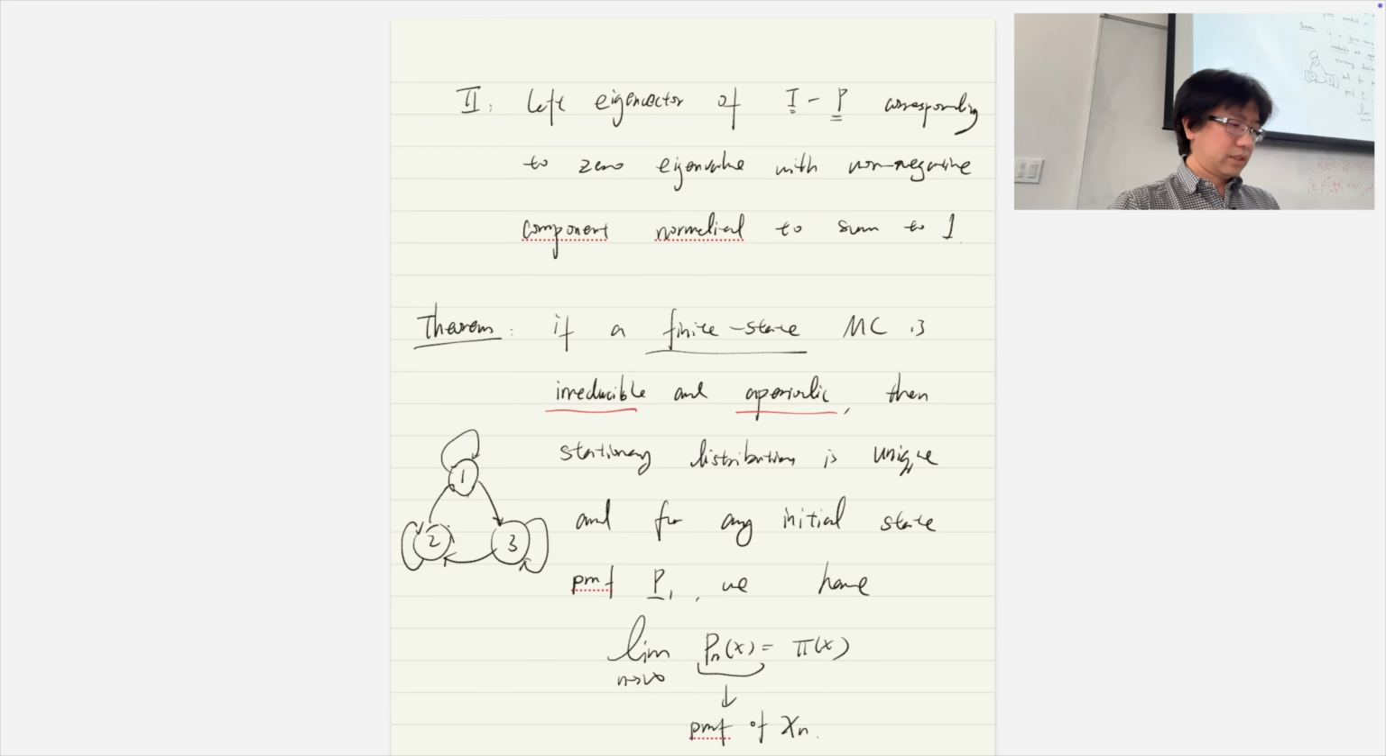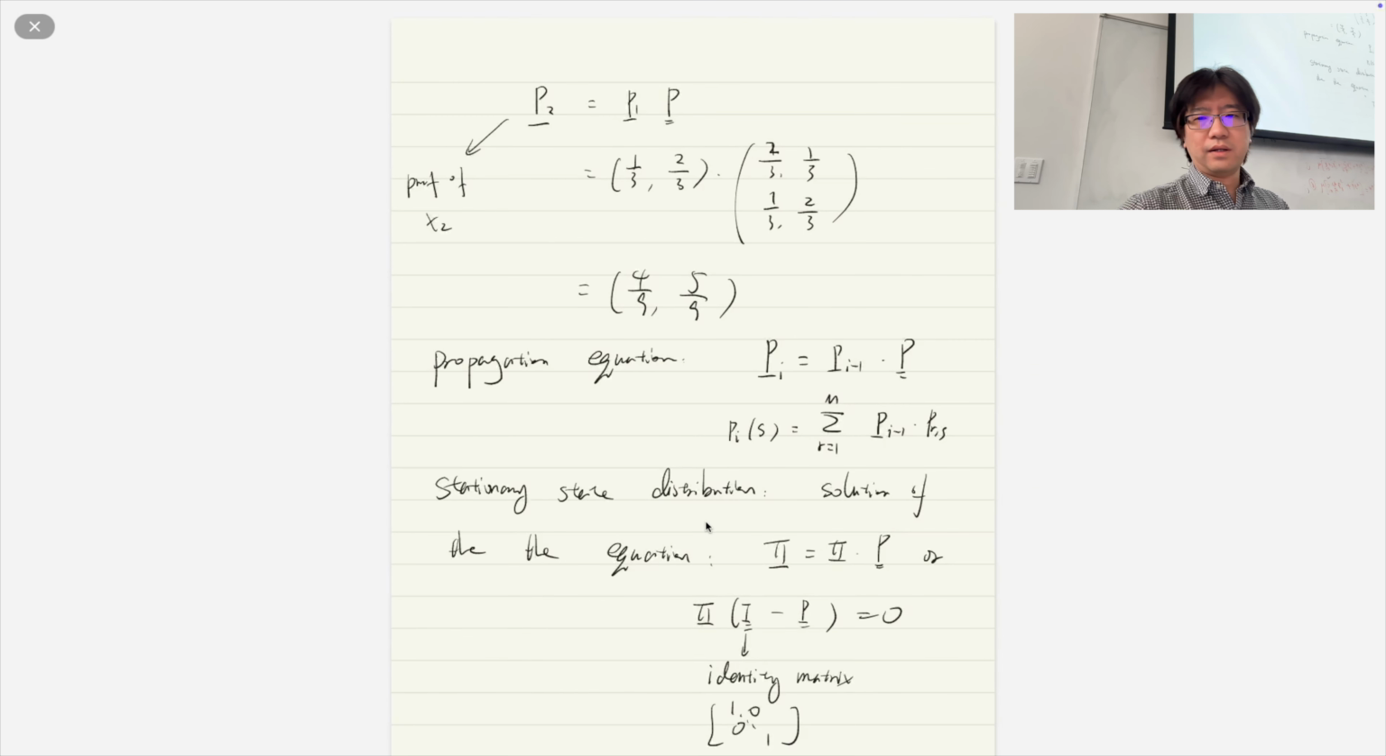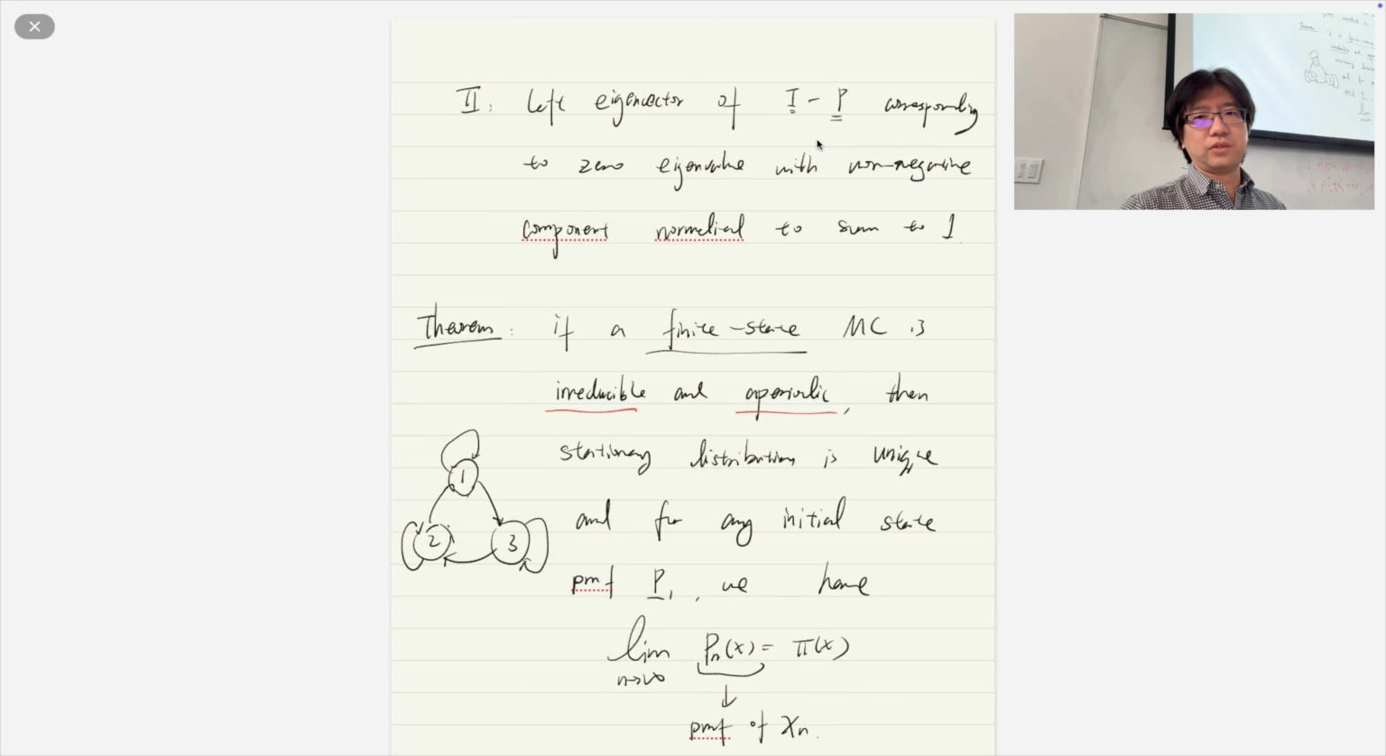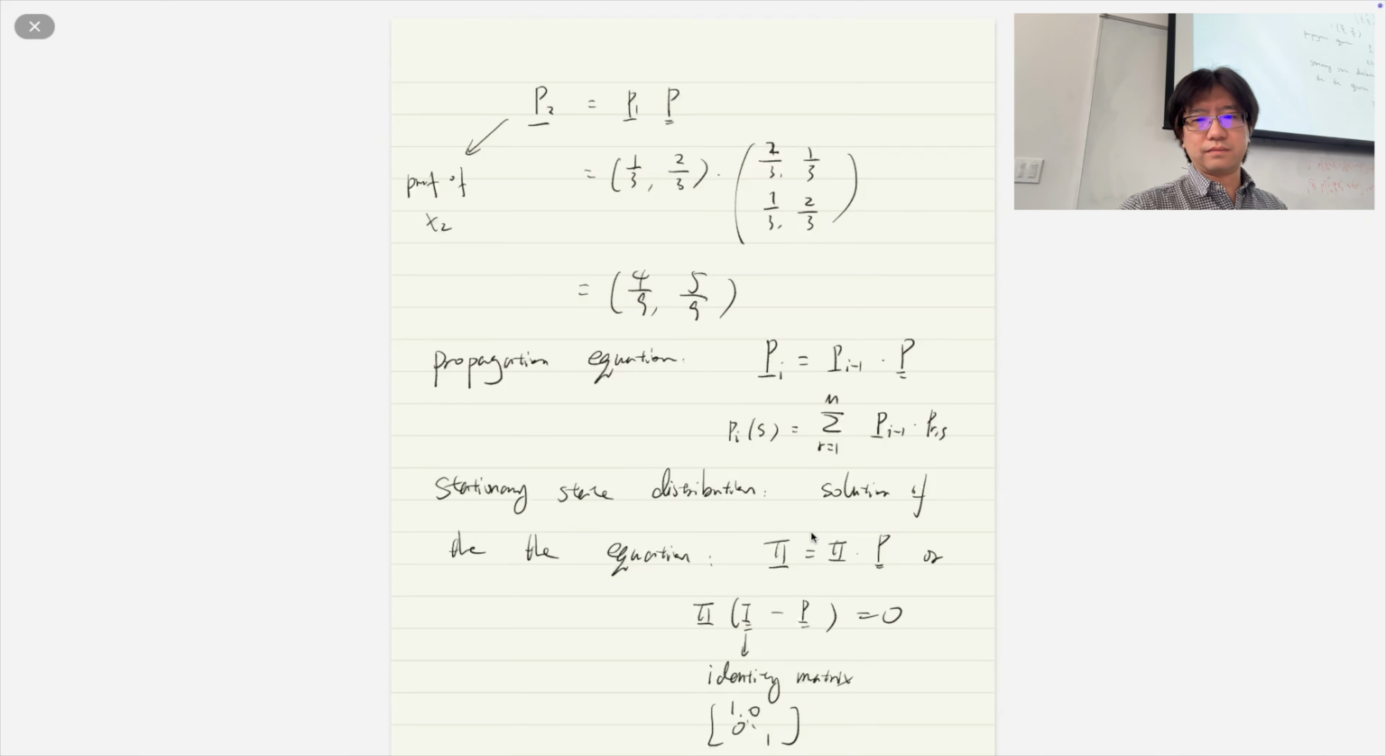Okay. So it basically means that if a Markov chain is irreducible and aperiodic, then we just proceed with whatever we discussed before, compute this, and it will converge. So what is the converged distribution? You just solve this, and then you can get the converged distribution. Okay. So next, let's see some implications of this theorem.